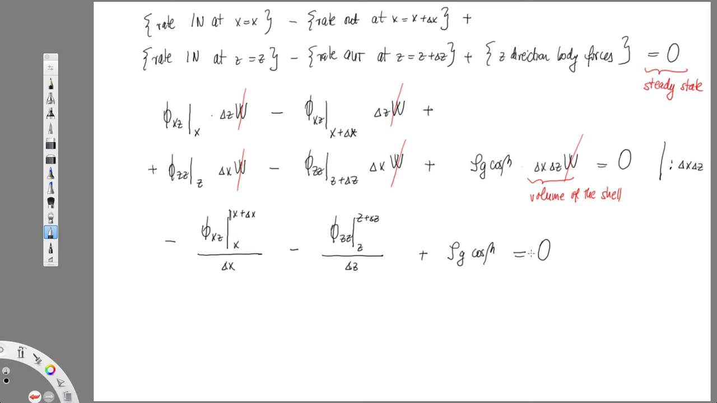So this is what's happening at one small element. I can now let it shrink. Mathematically, shrinking is when I take the limit as delta x goes to zero and delta z goes to zero. So this is a divided difference. When I let delta x go to zero, it becomes a partial derivative, and I'm going to denote partial derivatives like this. So this is the partial derivative of phi xz with respect to x. Minus, this is a partial derivative with respect to z. And there's no delta x and delta z in this term, so it remains as is.